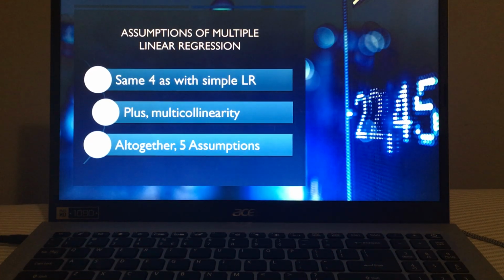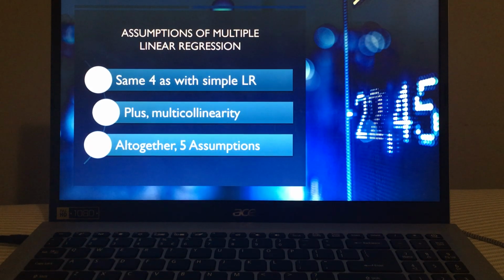So multiple linear regression has the same four assumptions as simple linear regression, which we just went over, but there is one additional assumption called multicollinearity. This happens when two or more independent variables in a multiple regression model are highly correlated with each other. This means that they provide similar information about the relationship with the dependent variable.